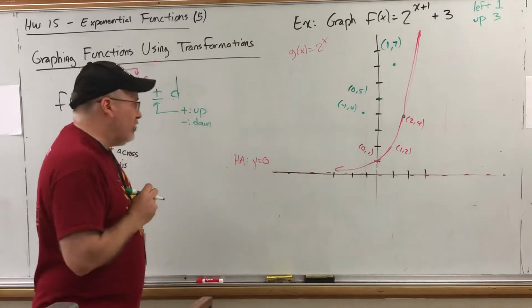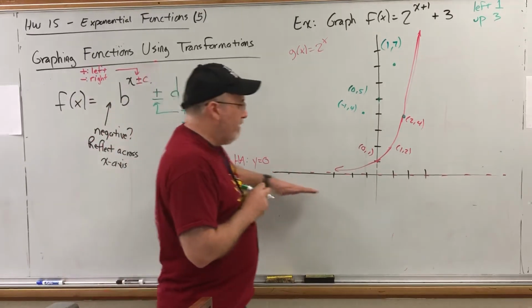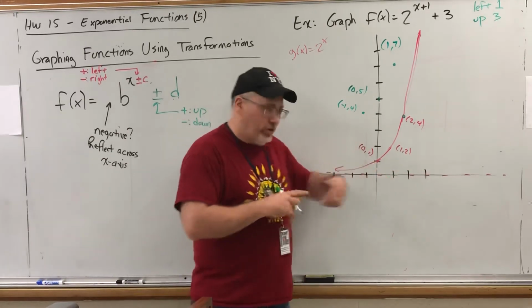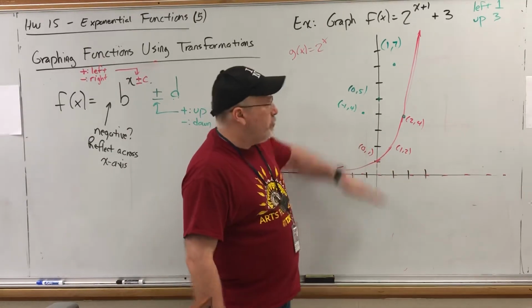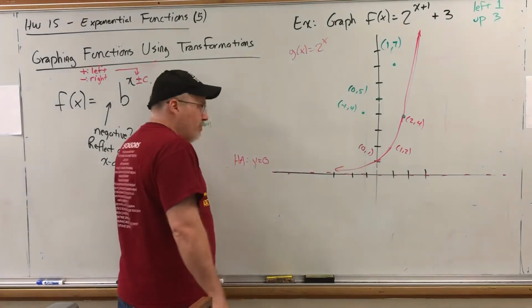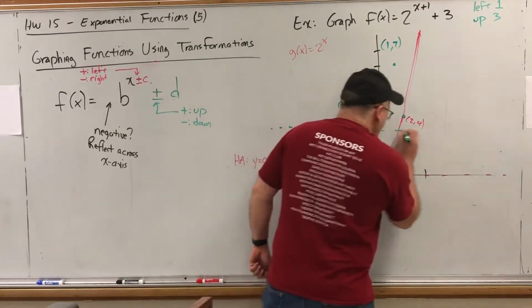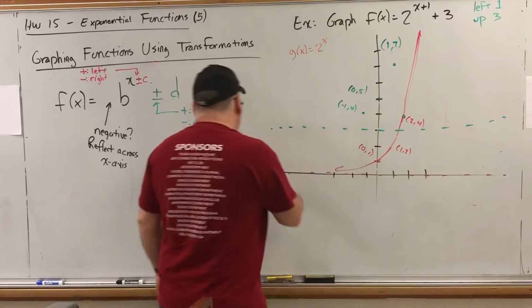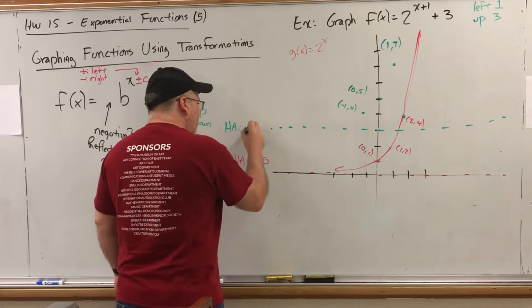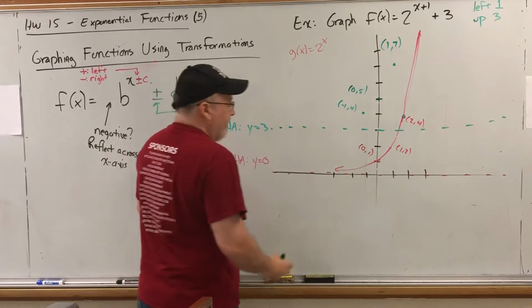And we need to keep track of the horizontal asymptote. Moving it left or right doesn't change it, because it goes forever in both directions. But moving it up does. So we need to move this up 3. And the equation of that horizontal asymptote is no longer y equals 0, it is now y equals 3. And then just redraw it.